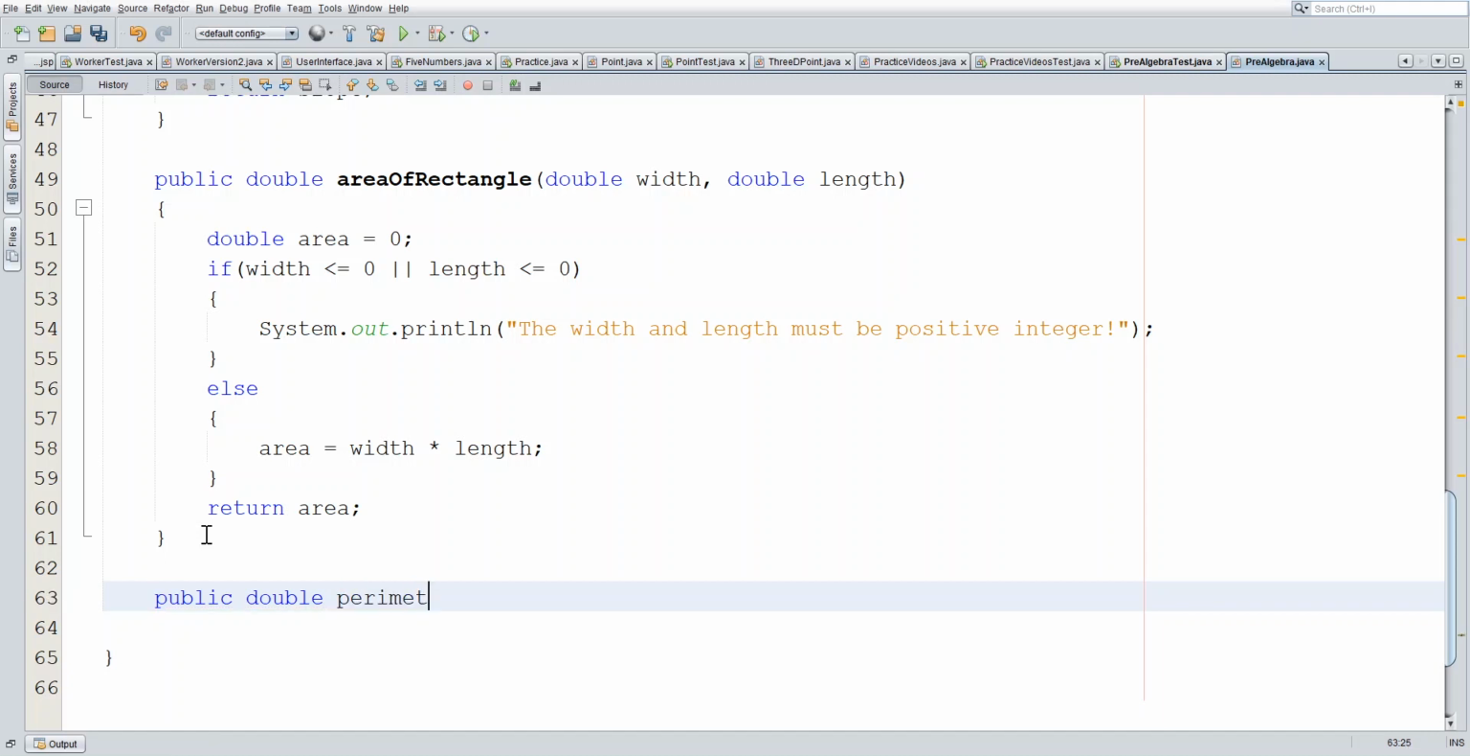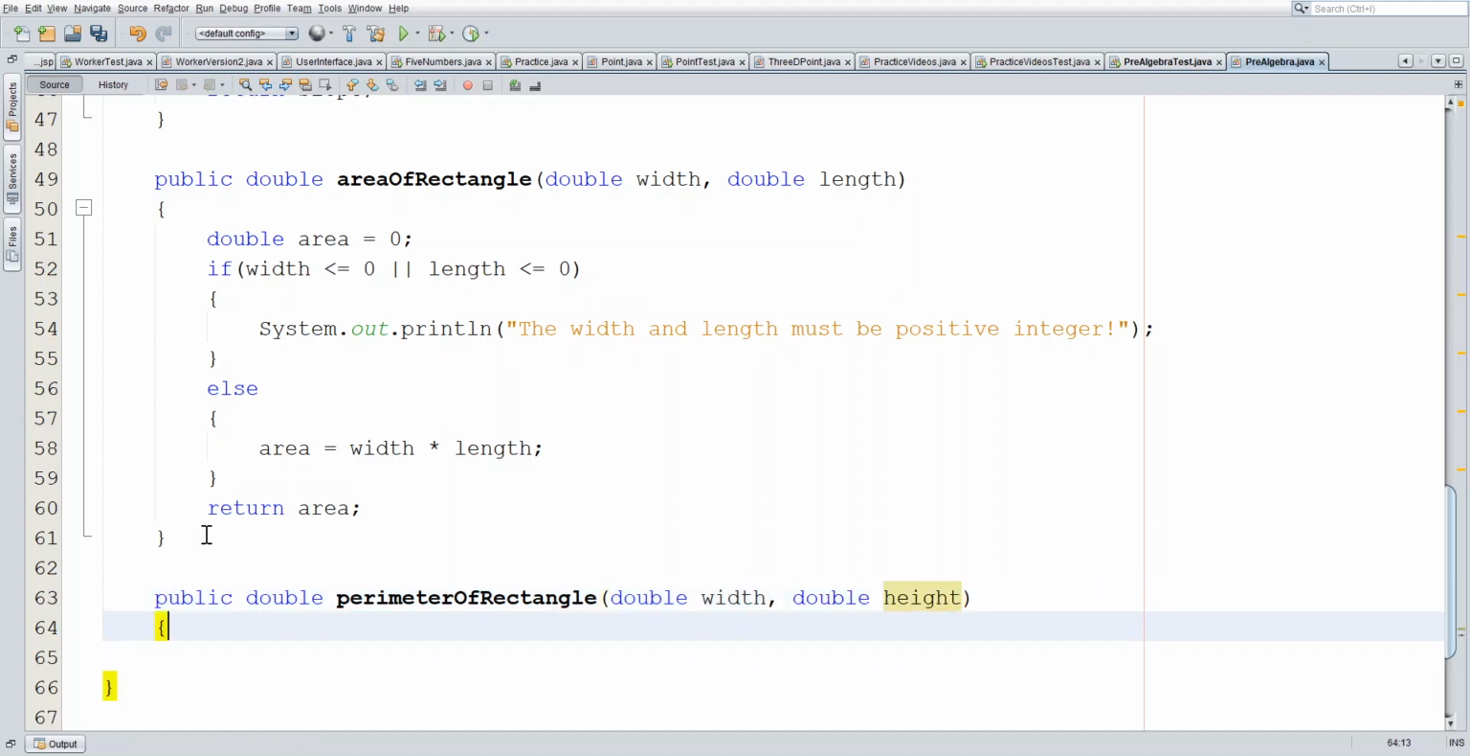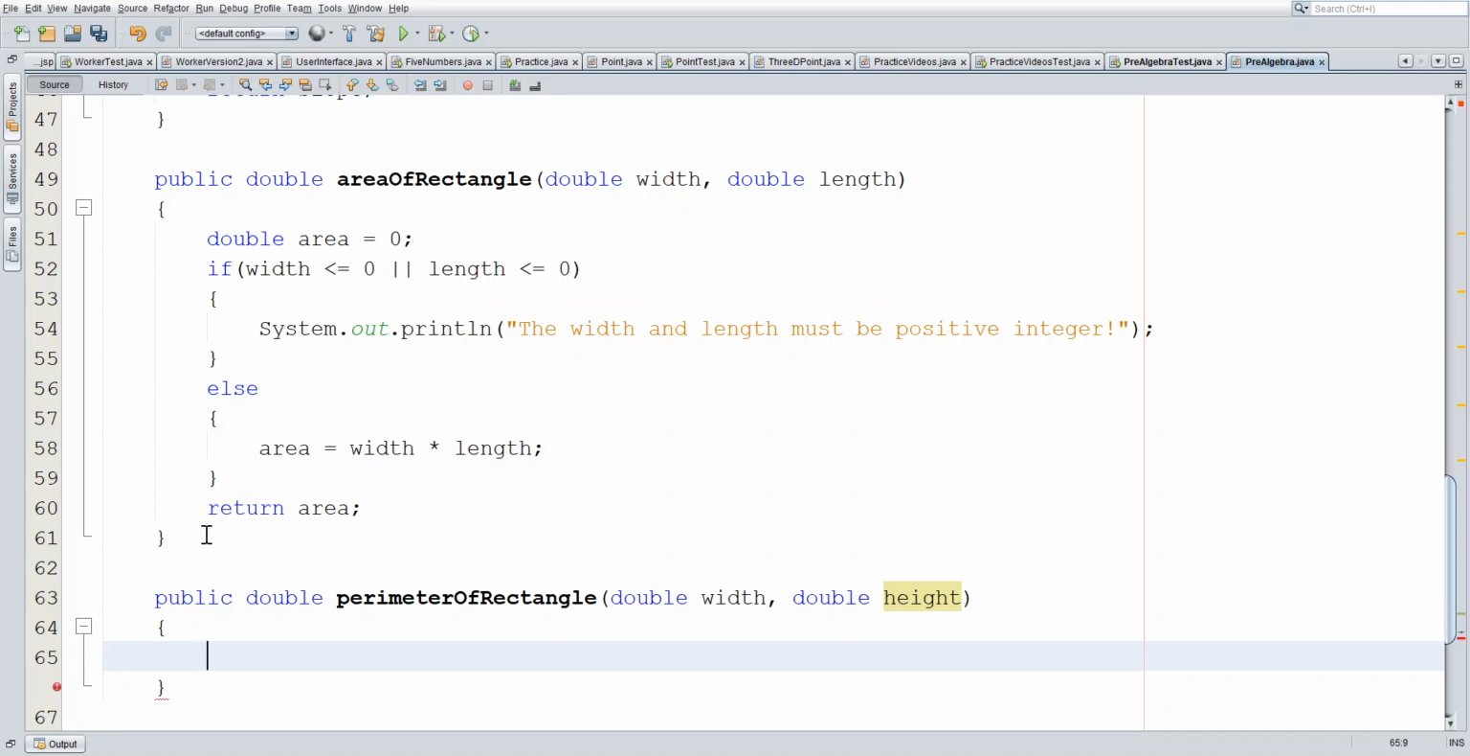So, perimeter of rectangle. And into this we're also going to have a width and a height. So the first thing we need is a place to store our perimeter. So let's make our variable perimeter of type double. Let's set that equal to 0.